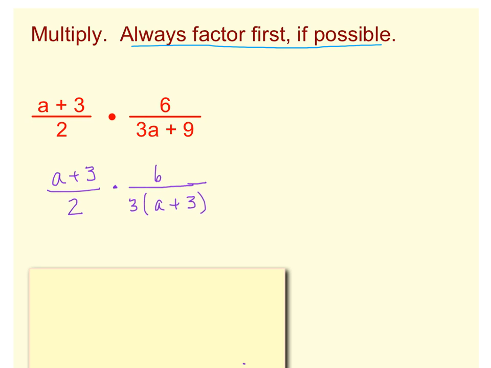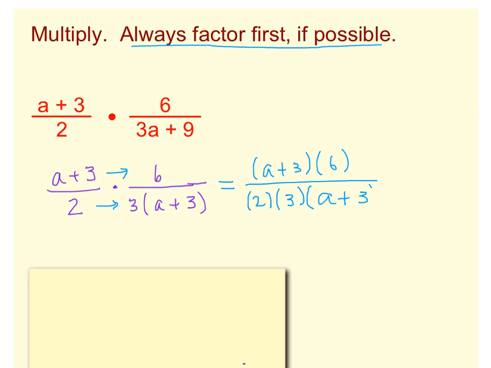And then just to double check, can you keep factoring the a plus 3? It's two terms, but it has addition, so it's not a difference of squares. So technically, here's what we're doing. When you multiply fractions, we do want to multiply straight across. So you have an a plus 3 times a 6 over a 2 times a 3 times an a plus 3. Now this step of rewriting it like this, in the second video you'll see how you can shortcut through this, but I just want to show what's happening in the explanation.